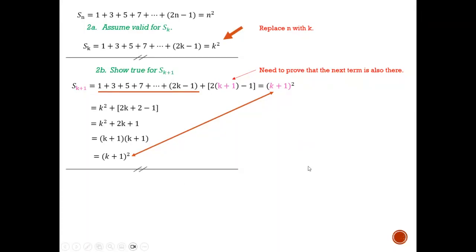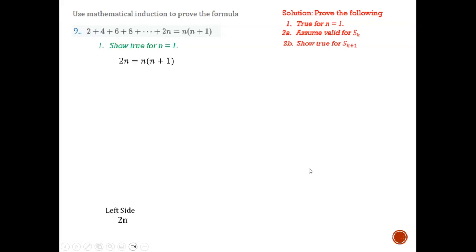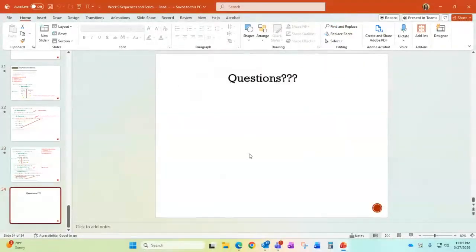So one quick example there on mathematical induction. Definitely always reach out to your instructors, to tutoring for any other questions that you guys may have. But that'll be it for today if you guys don't have any other questions.